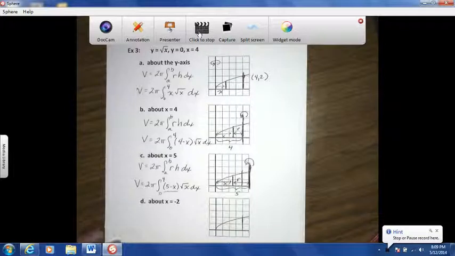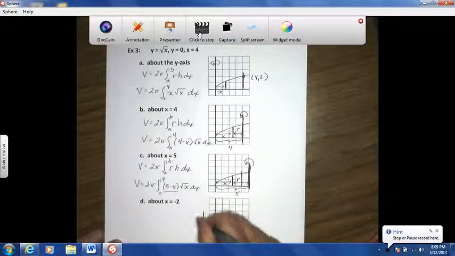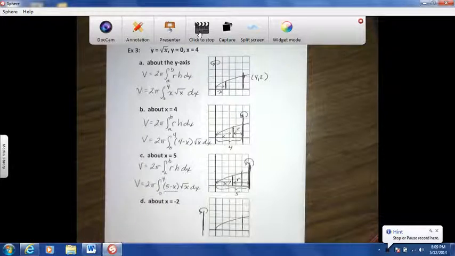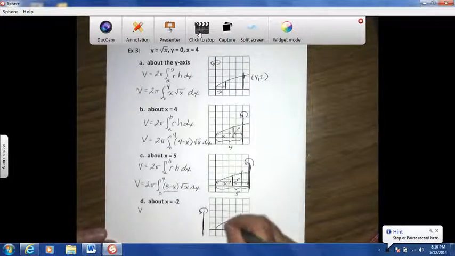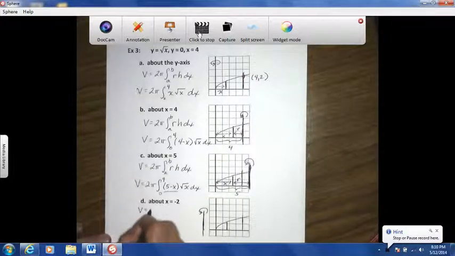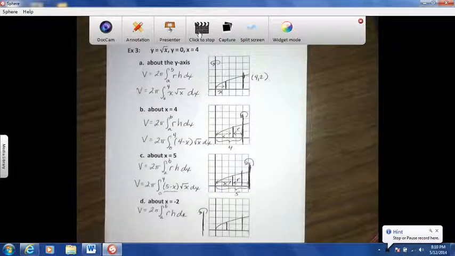So if I come over here and ask you to revolve this around x equals -2, now we are rotating around the axis over here to the far left. Once again, we are revolving it around a vertical axis of rotation, which means that we need vertical rectangles. So we're still working with x's. So 2 pi times the integral from a to b of r times h times our thickness, which in this case is dx. So once again, the only thing that's going to change is the radius. The x's still range from 0 to 4. The height is still going to be top minus bottom. The differential is still going to be dx.